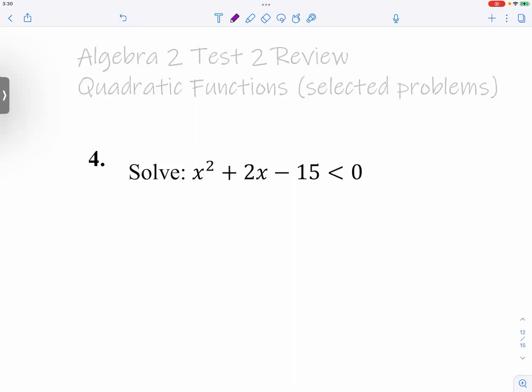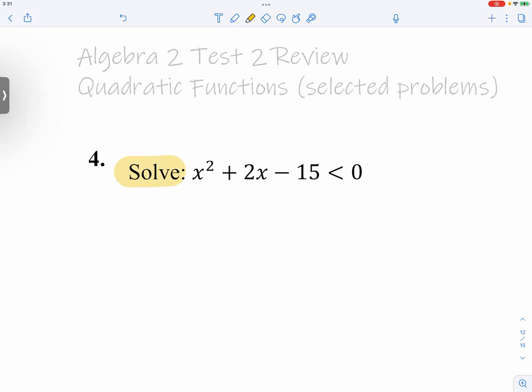All right, also on day 2 of the review, some more recent stuff about inequality. Now, a lot of students are often confused about this question with the other type of question. Do we shade the region or just shade the line? It all depends on your understanding of the word solve.